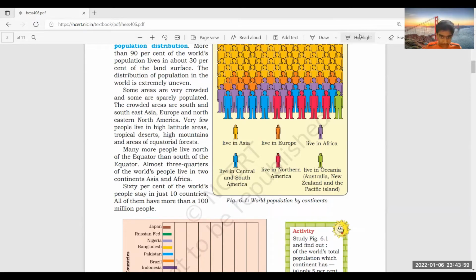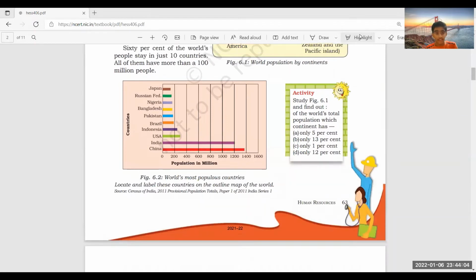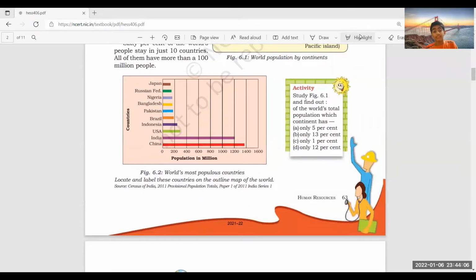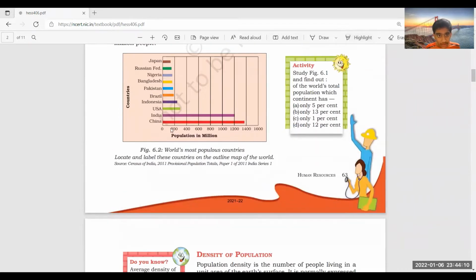Near plains, they're thickly populated. Okay, and three-fourths of the world population live in Africa and Asia, and 60% of people live in just 10 countries in the world. Okay, these are the top 10 populous countries. You can see China in the first position, India in second, USA in third, Indonesia, and respectively.